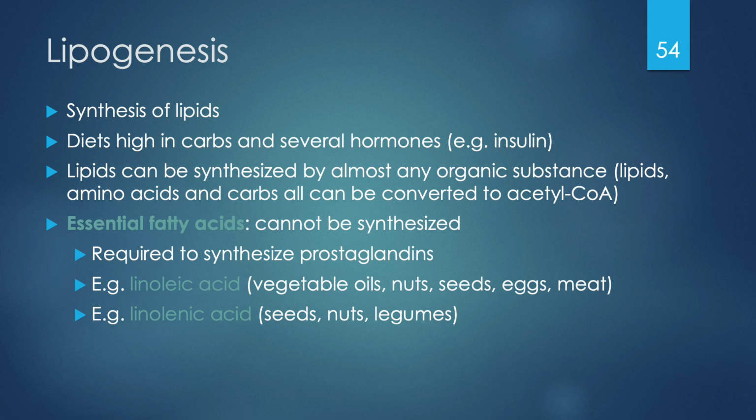But these are required to synthesize prostaglandins in our body, so these have far-ranging consequences. Two examples of essential fatty acids that we cannot synthesize, that we must ingest, are linoleic acid and linolenic acid. Both of these are present in a lot of seeds and nuts and legumes, so you can easily supplement your diet just by eating these sorts of foods healthily and in moderation.